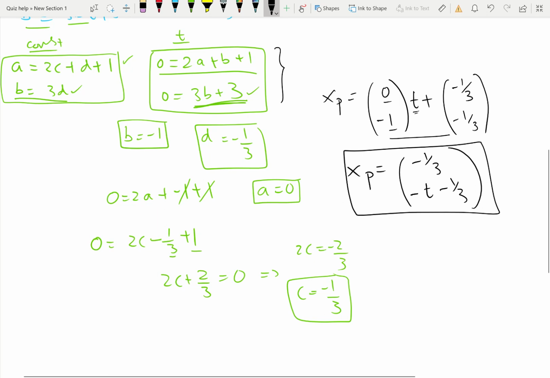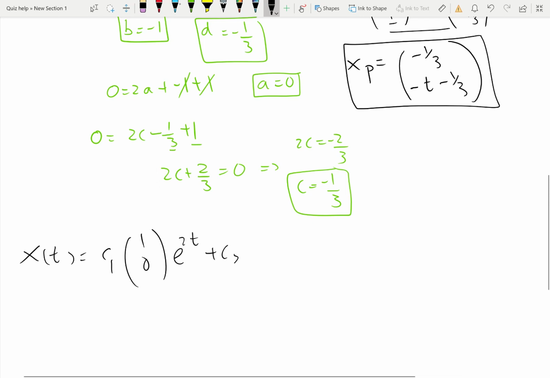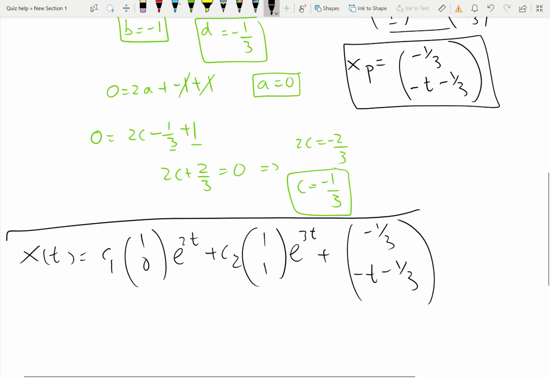Now let's write down the general solution. The general solution is the complementary solution, C1 times (1, 0) e to the 2t plus C2 times (1, 1) e to the 3t. Those are from eigenvectors and eigenvalues. Plus xp, which is now -1/3, -t minus 1/3. So this is the general solution for the differential equation.